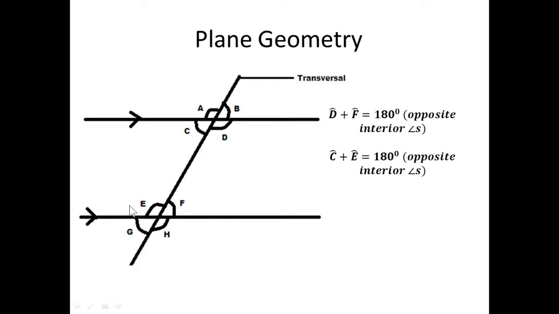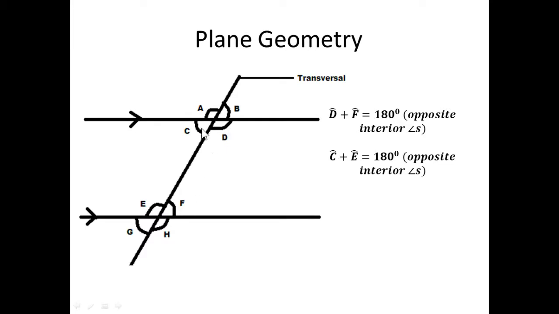When you have two parallel lines, and there's a line that cuts across those two parallel lines, that line is called a line of transversal. Different angles are formed, but the one that I need today to solve this question is that the sum of the two opposite interior angles is equal to 180 degrees.